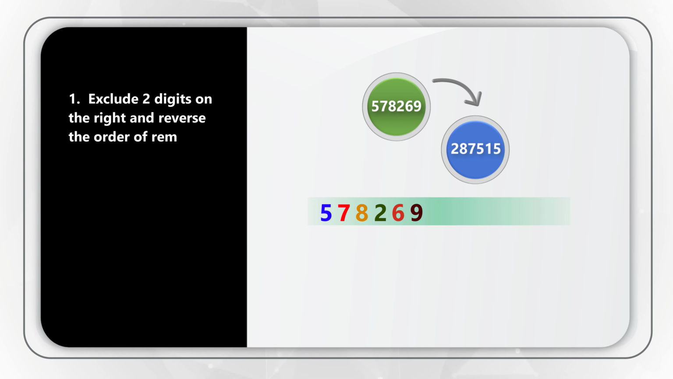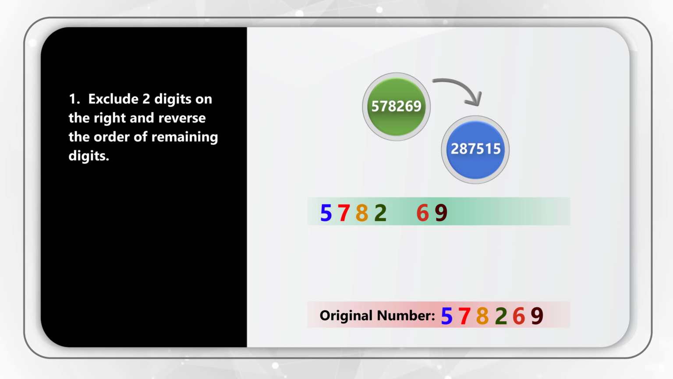We need to exclude 2 digits on the right and reverse the order of the remaining digits. For example, original number is 5782 and then 2 digits 69. We separate 69 and then reverse the order, and number becomes 2875, and then we do remaining calculations with the numbers 6 and 9. And the calculations are very simple.